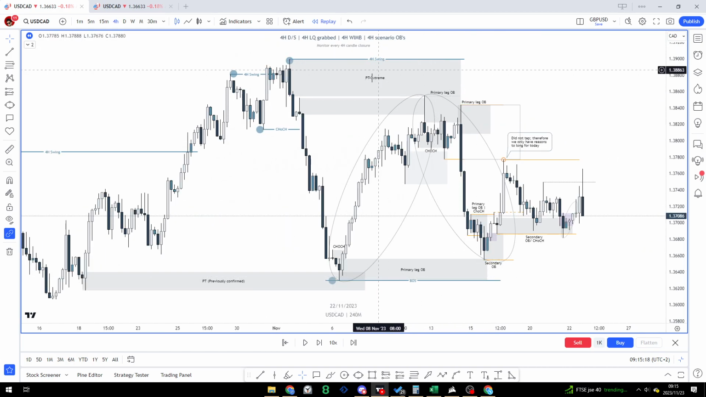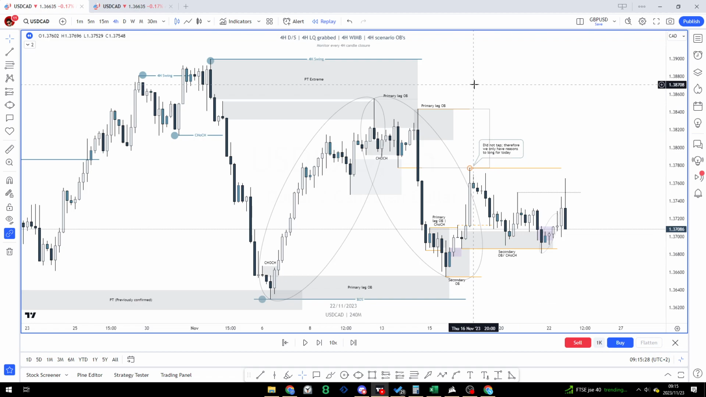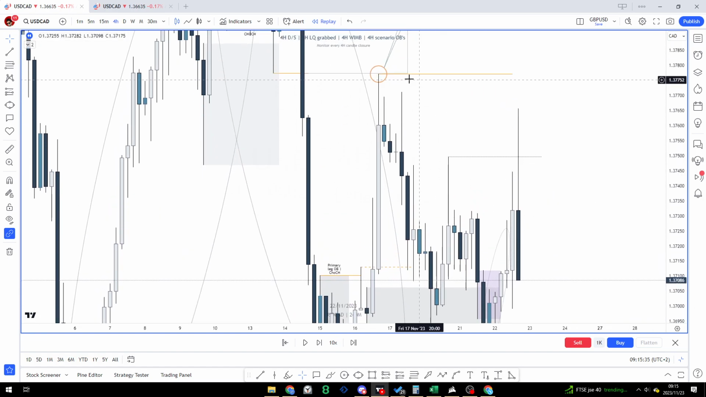We also had the pro trend extreme unconfirmed OBs being tapped, with a chalk which validated subsequent primary leg OBs to be tapped. We then had this range identified which wasn't tapped. If you pay attention, it just misses it.